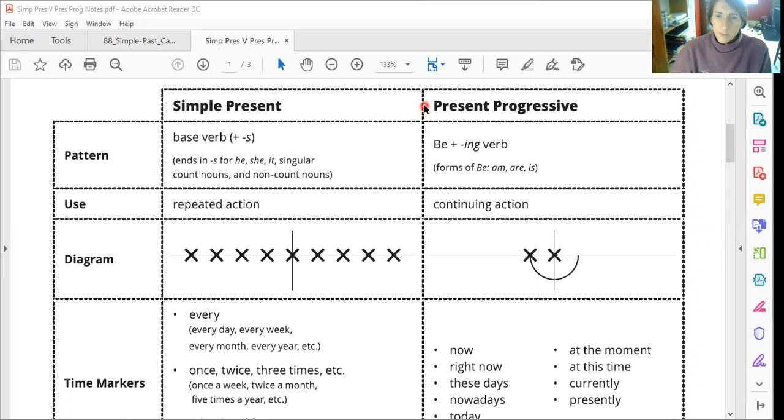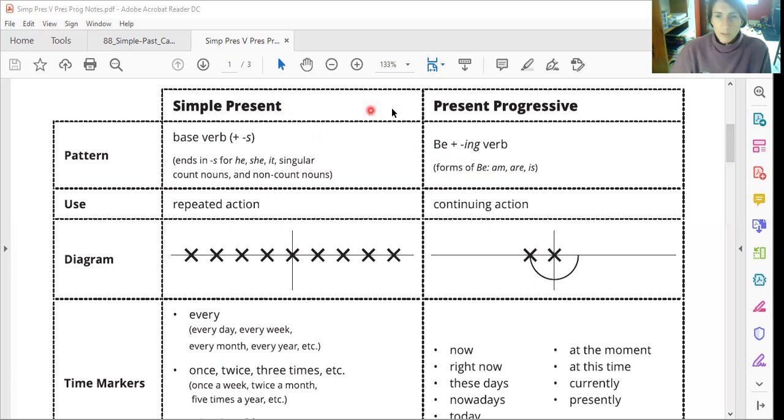It's a little different in present progressive though, because present progressive uses be plus ing verb, okay? So you use be plus the verb with ing, and then you're good. And if you're using be, then you have am, are, is, which you have to use correctly. So I am, you are, they are, we are, he, she, it is.